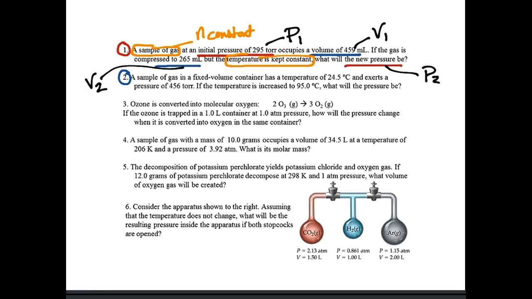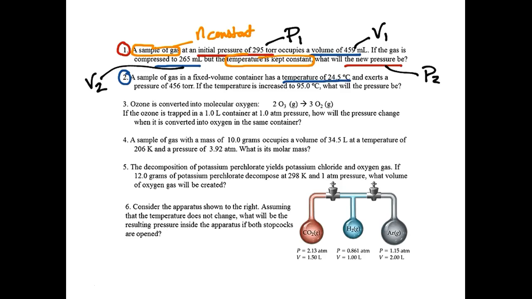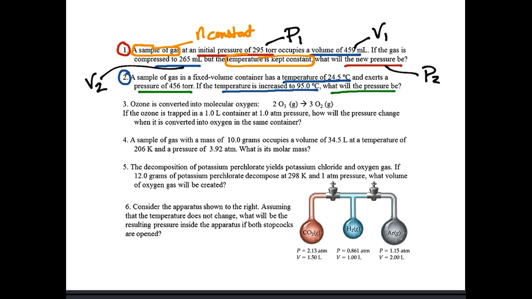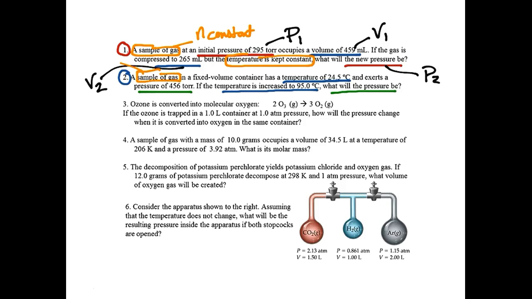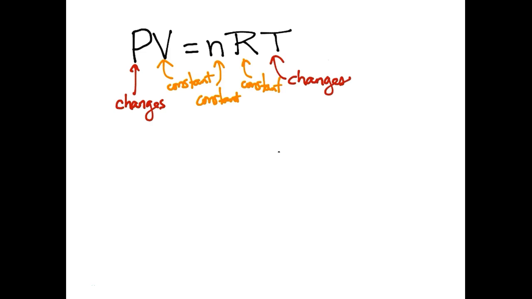Number 2, we have a sample of gas in a fixed volume container. That implies that the volume is constant. We have a temperature given and then a second temperature given, so the temperature changes, and the question is, how does the pressure change correspondingly with that temperature change? So here P and T change, but everything else stays the same, because this also says a sample of gas, which implies that the sample isn't changing, it's just some gas in a container. So n is constant, V is constant.